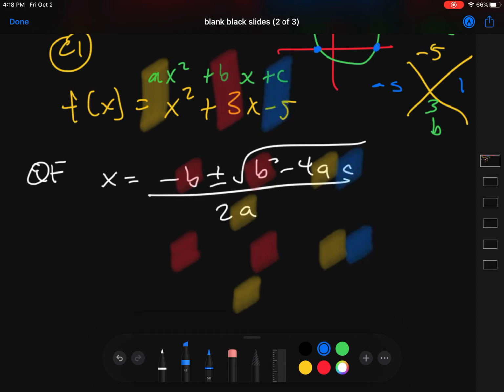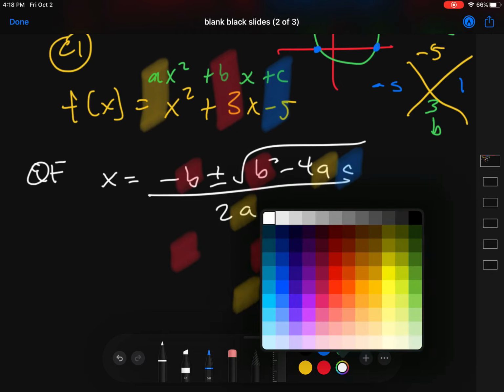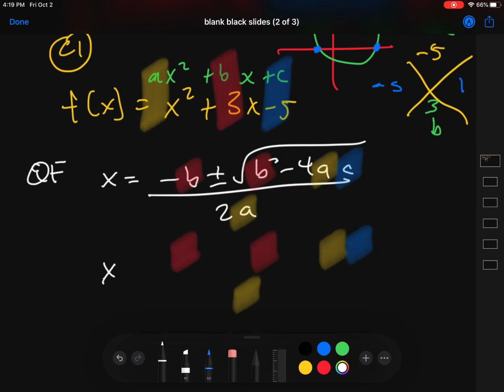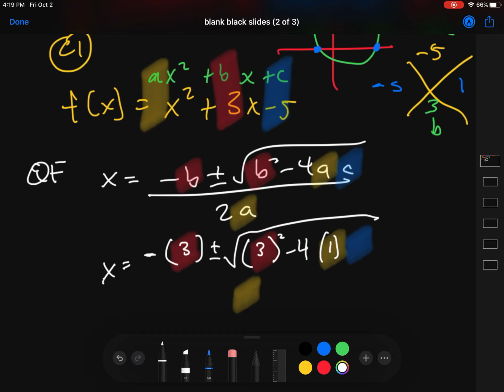Okay, let's substitute all those numbers in. X equals, okay, this negative sign has to stay there. Here's my substitution in parentheses. My b value is 3, plus or minus the square root of 3 squared. We say minus 4, but it's really a negative 4 times the a value, which is 1, and c value, which is negative 5. All over 2 times 1.